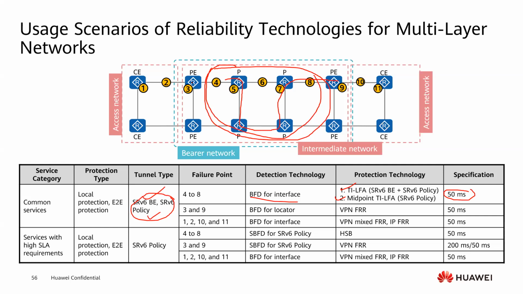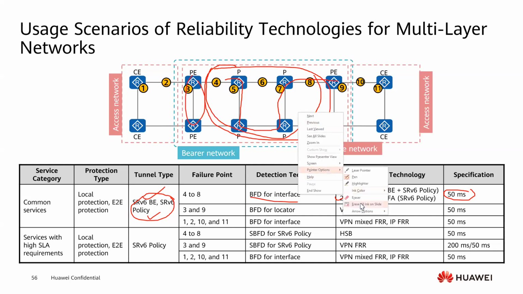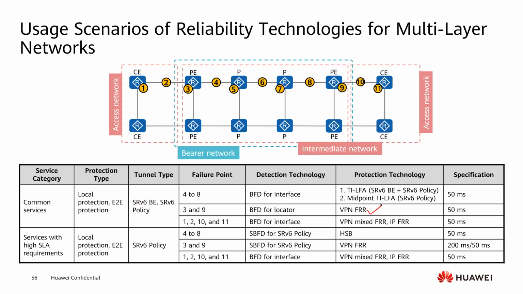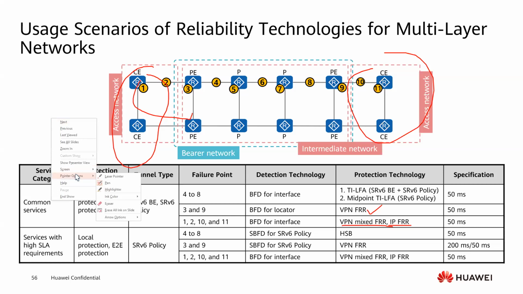And if the failure point is 3 or 9, which is the endpoint, we will use the VPN FRR to deal with that. And for this, we can use IPFRR or VPN mixed FRR to quickly switch over to another path. Okay, this is the common services.